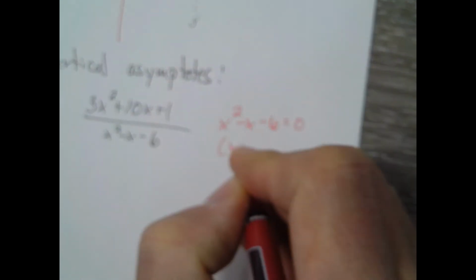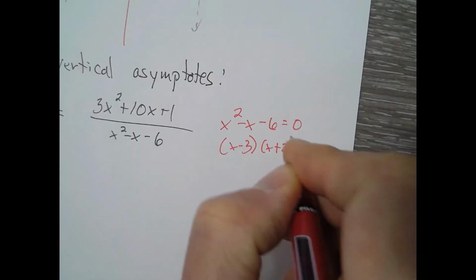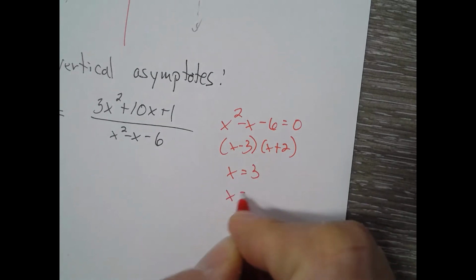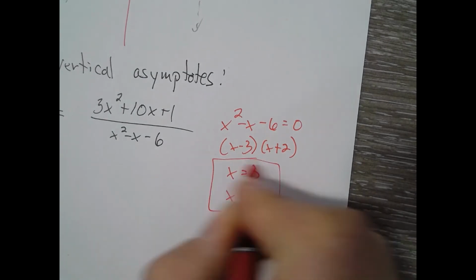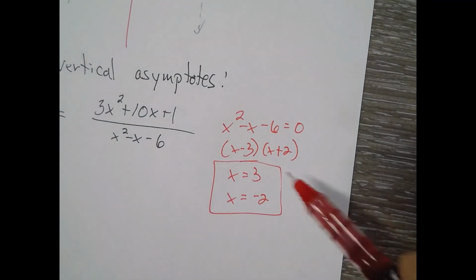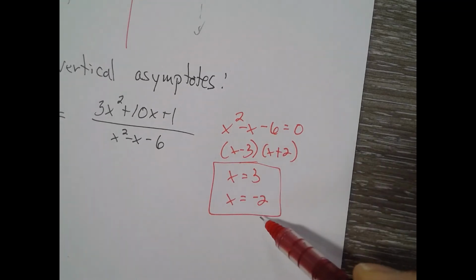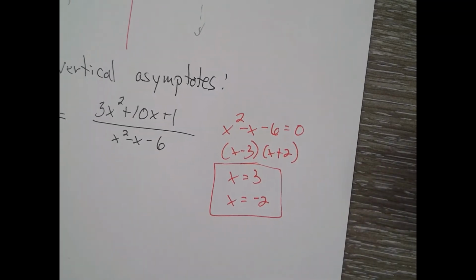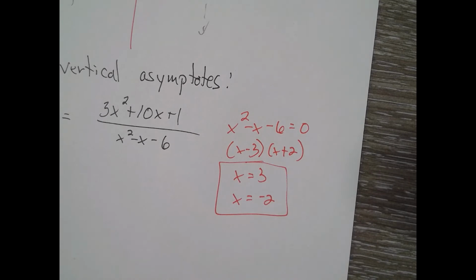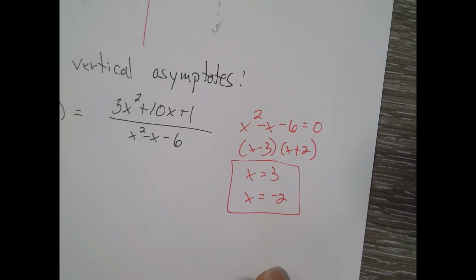x minus 3, x plus 2. So x equals 3 and x equals negative 2 are your vertical asymptotes. There's a vertical line at 3 and there's a vertical line at negative 2. When you're writing it on your homework, can you just put x equals 3 comma negative 2? No. Okay. Those are your vertical asymptotes.